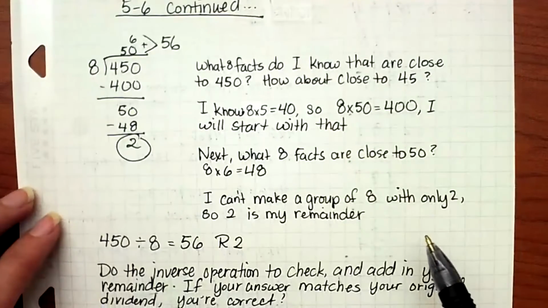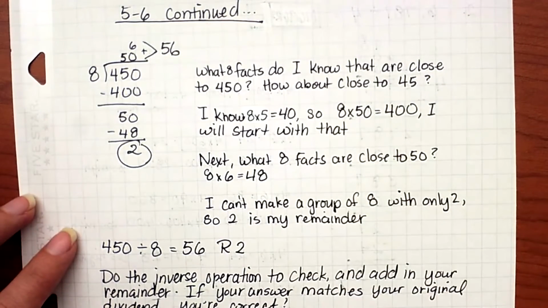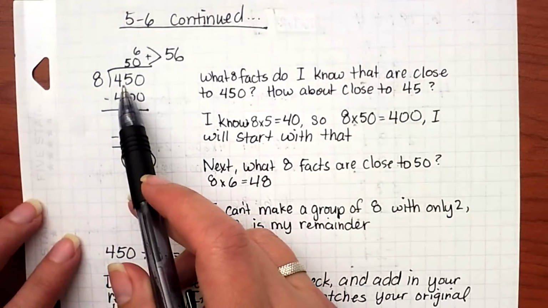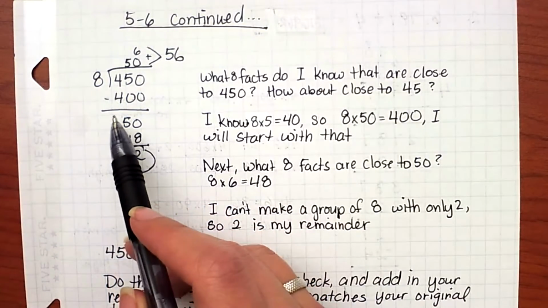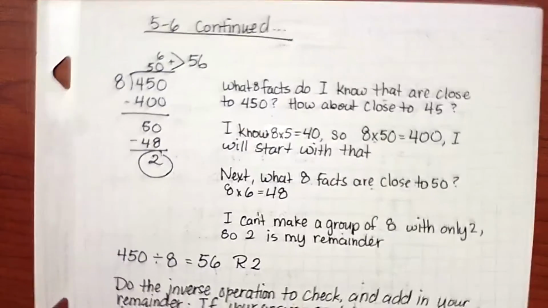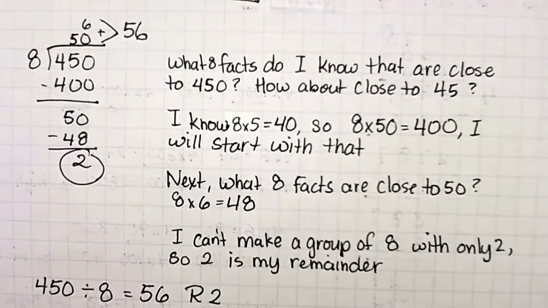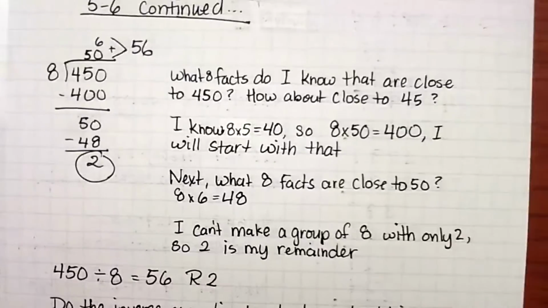So what if I wanted to do something that's a little bit smaller and more manageable? I wanted to find 450 divided by 8. So I put my 450 under my bridge. I put my 8 on the outside of my bridge. And then on top is where my quotient or partial quotients will go.